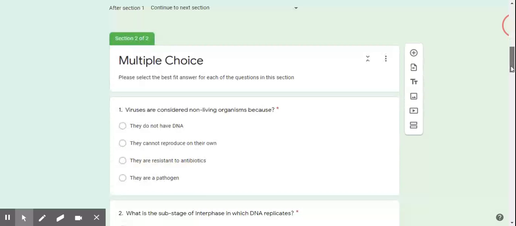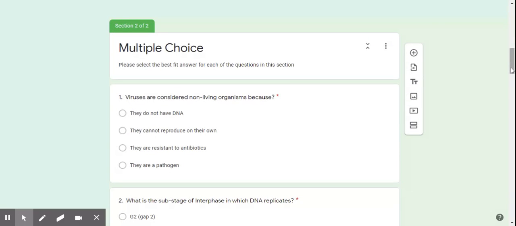Just a reminder, as we go through this, make sure you are working at your own pace. You can stop this, pause this, re-listen to whatever you need. I will read every question once, but you can always go back and re-listen as you need to. Good luck. Multiple choice. Please select the best fit answer for each question in the section.